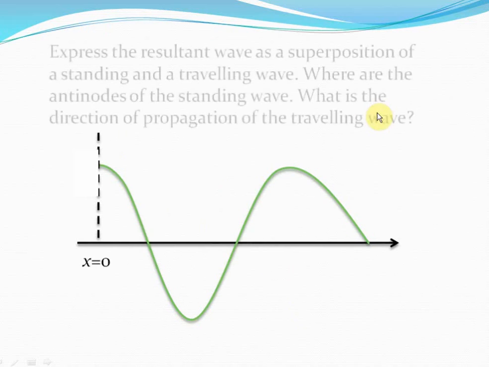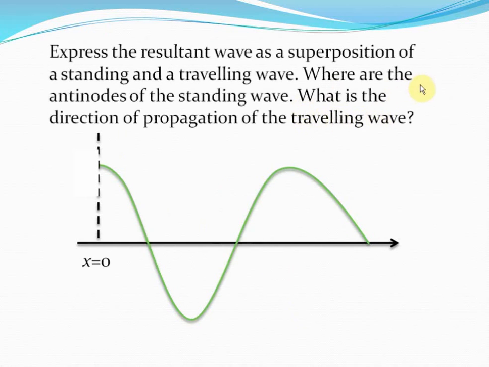And we have to express the resultant wave as a superposition of a standing and a traveling wave. Where are the antinodes of the standing wave, and what is the direction of propagation of the traveling wave? So many things to find, and yes, it doesn't seem simple at all. But actually, we already know the concepts which will be used in solving this problem.